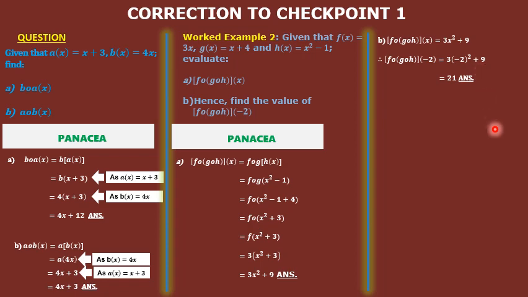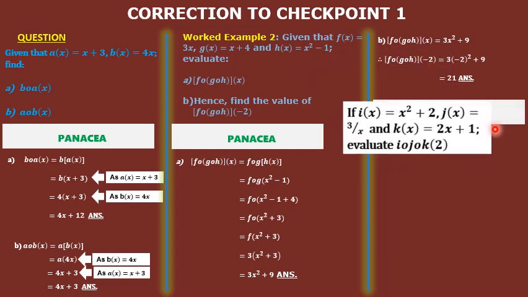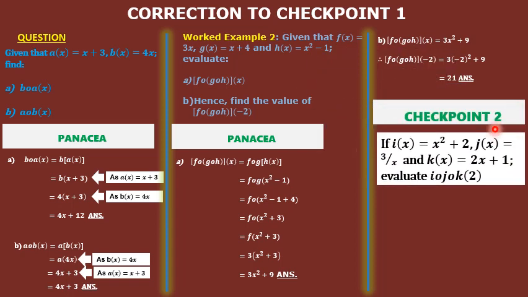So with this, I want to believe you understand the concept of composite functions better. So I have another exercise here for you. That's checkpoint 2. So you take this question as checkpoint 2. So you try it. Let's see what you can do.